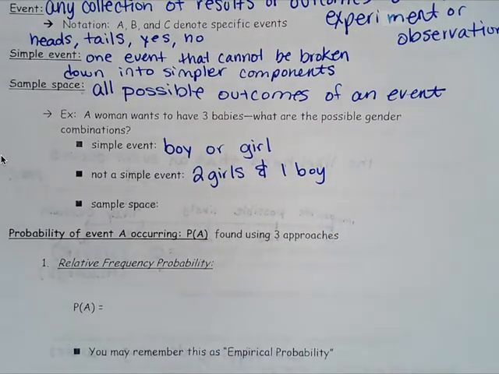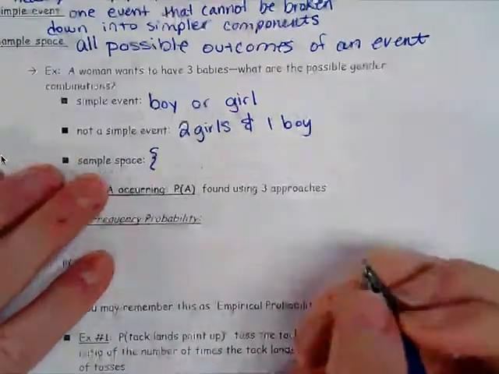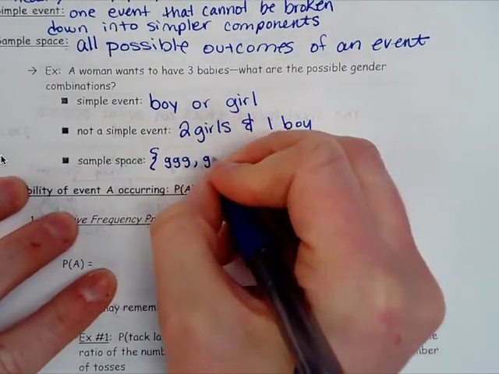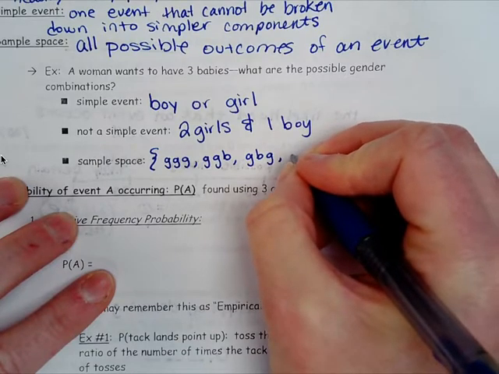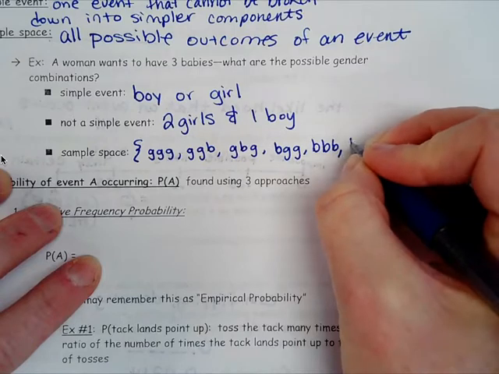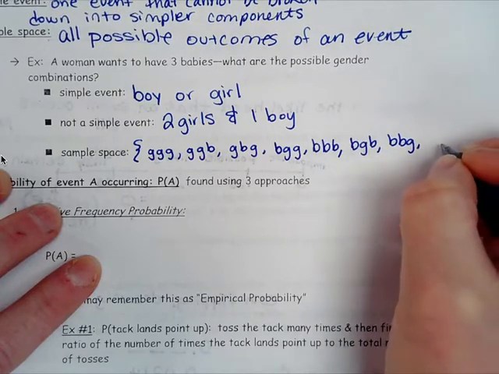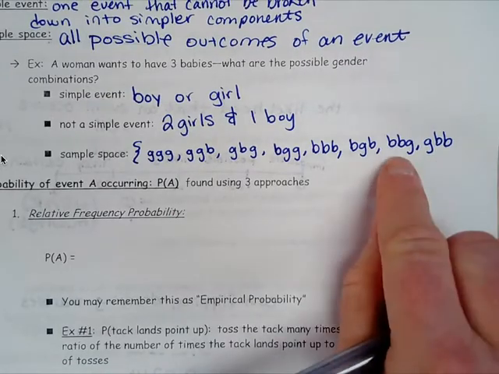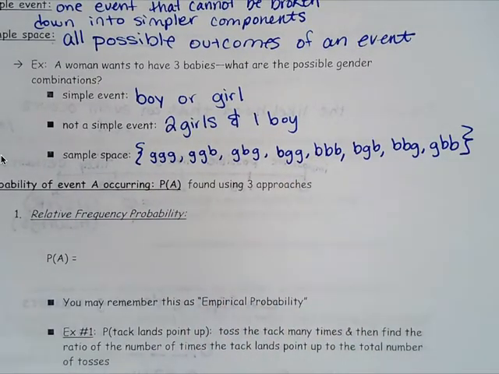The sample space, we're going to list out all possible combinations inside a brace. So options would be girl, girl, girl. I'm going to abbreviate with just the letters. And girl, girl, boy. Girl, boy, girl. What else? Boy, girl, girl. And then we'll go to starting with boys. Boy, boy, boy. Boy, girl, boy. Boy, boy, girl. Girl, boy, boy. 1, 2, 3, 4, 5, 6, 7, 8. So there are 8 in the sample space.